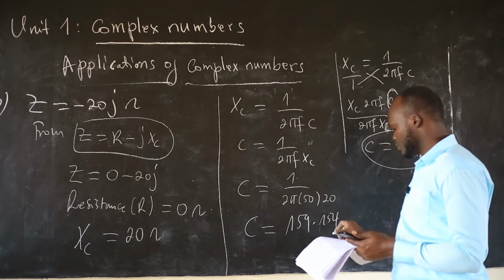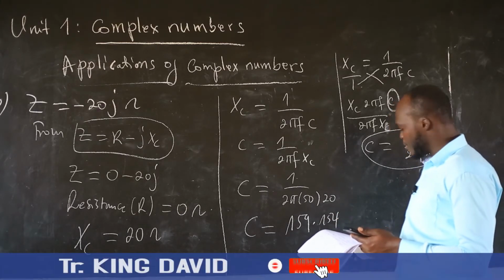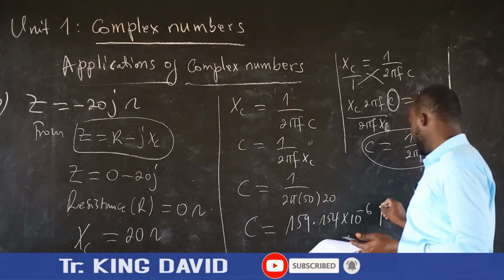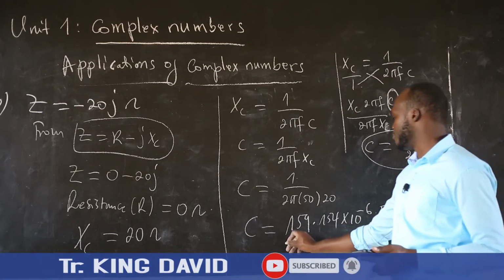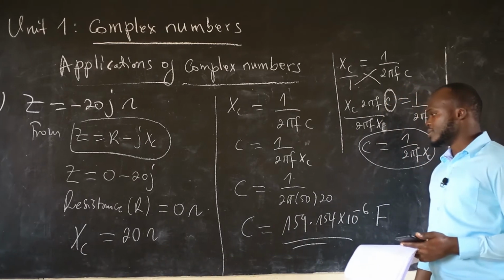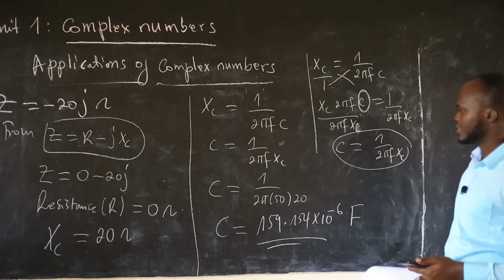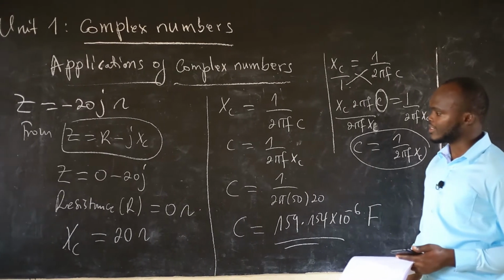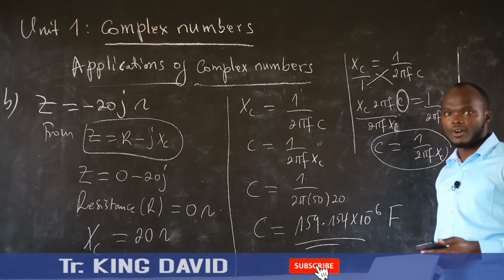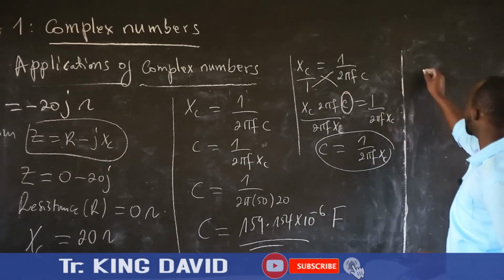159.154 times 10 power negative 6 farad. Remember, the unit of capacitance is what? It is farad. So that was B, because the question was asking for resistance and the inductive or capacitive reactance. So let's go to C.